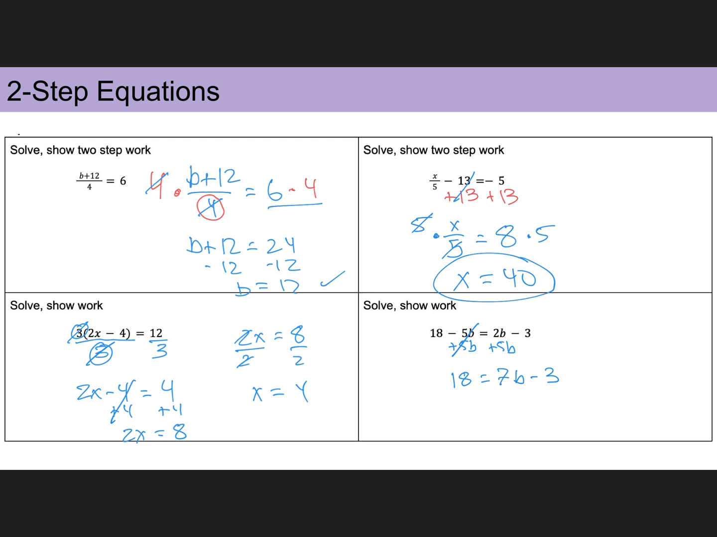Now I have a two-step equation. Plus 3 to both sides. 21 is equal to 7 b's. Then divide by 7, b equals 21 divided by 7, which is 3, and I'm done.